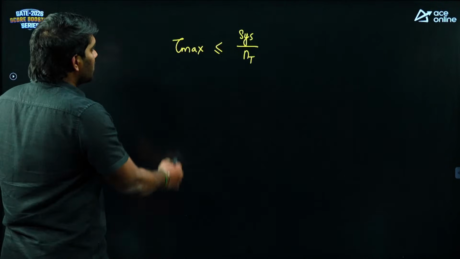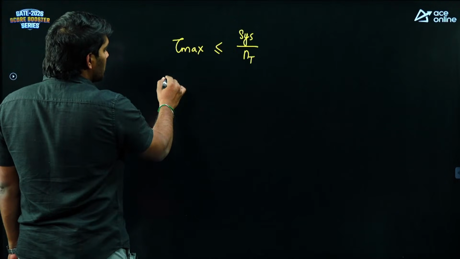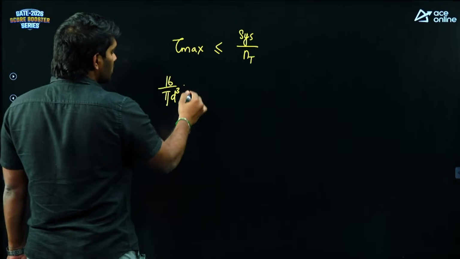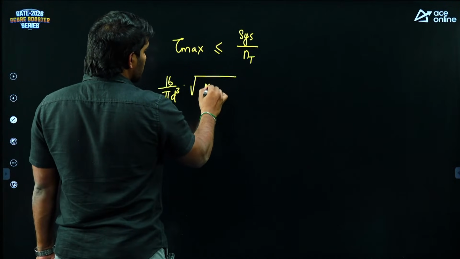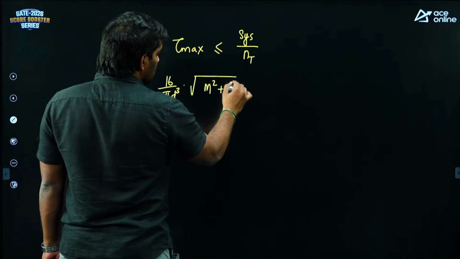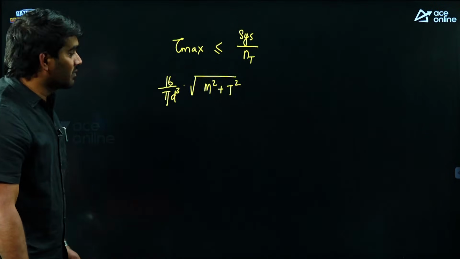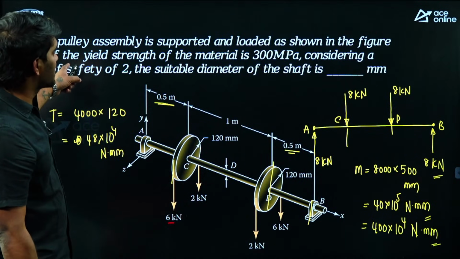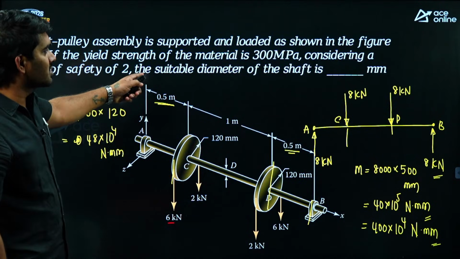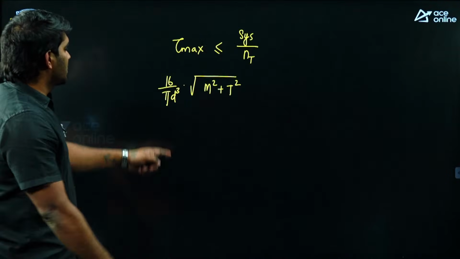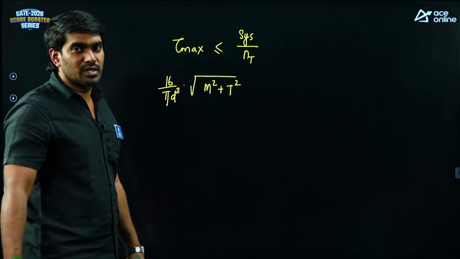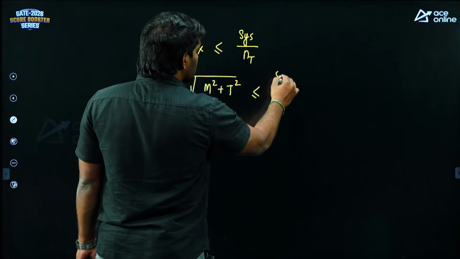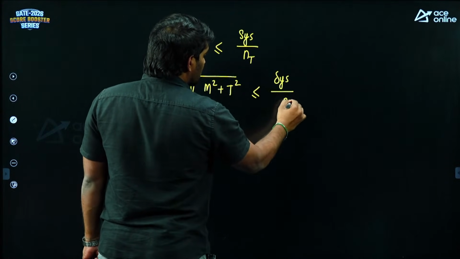Okay. Now here we know that tau max is nothing but equal to 16 by pi d cube into under root M square plus T square. Okay, as nothing is specified, we are considering. Again, let's see whether it is given as maximum principal stress theory or shear stress theory, or nothing is specified. So that's the reason why we are going with maximum shear stress theory for the design. Okay, is lesser than or equal to SYS divided by factor of safety.